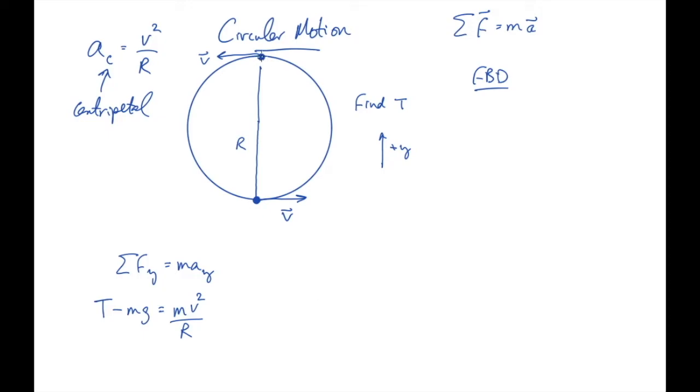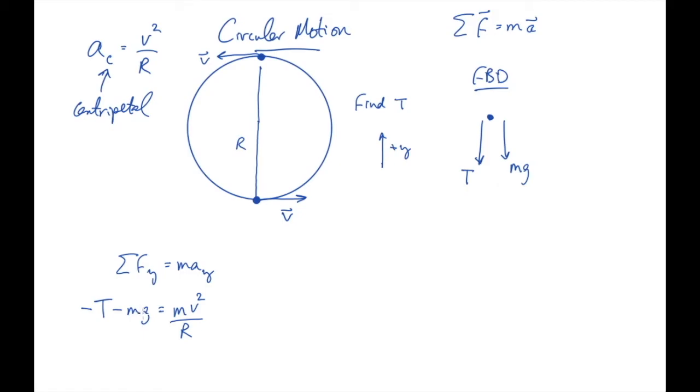At the top of the motion, there are still two forces acting on the rock, but now they're both directed straight down. The tension is pulling the rock down, and the weight is always going down. So the free body diagram now looks like this. Here's the tension, the string, pulling the rock down, and the weight, mg, is also going down. So what happens when I sum my forces? I have tension going down and weight going down, minus T minus mg.